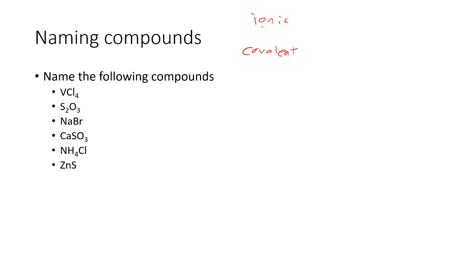So as a reminder, ionic is going to occur generally between a metal and a non-metal. And this happens because the electronegativity difference is large between these, and they tend to appear on opposite sides of the periodic table, letting you know that their electronegativity difference is large. We divide ionic into two types.